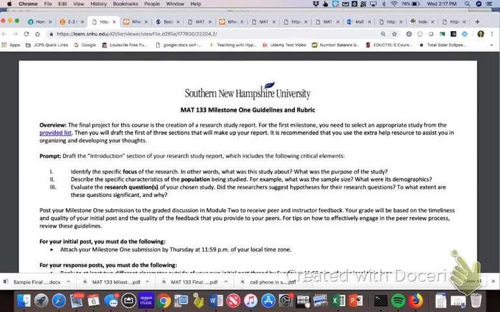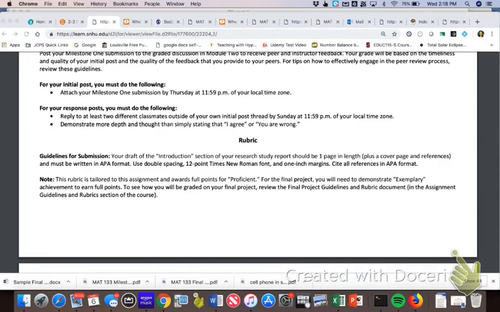So you'll notice in the prompt, it asks you for the introduction piece. It asks you 3 specific questions: to identify the specific focus of the research, describe specific characteristics of the population, and evaluate the research questions of your chosen study. Each of those 3 sections should be a good, healthy paragraph long. As you can see down here where it says guidelines for submission, it should be 1 page in length. So those 3 questions need to total up to about a page. So 3 really good paragraphs total. So 1 good paragraph a question.